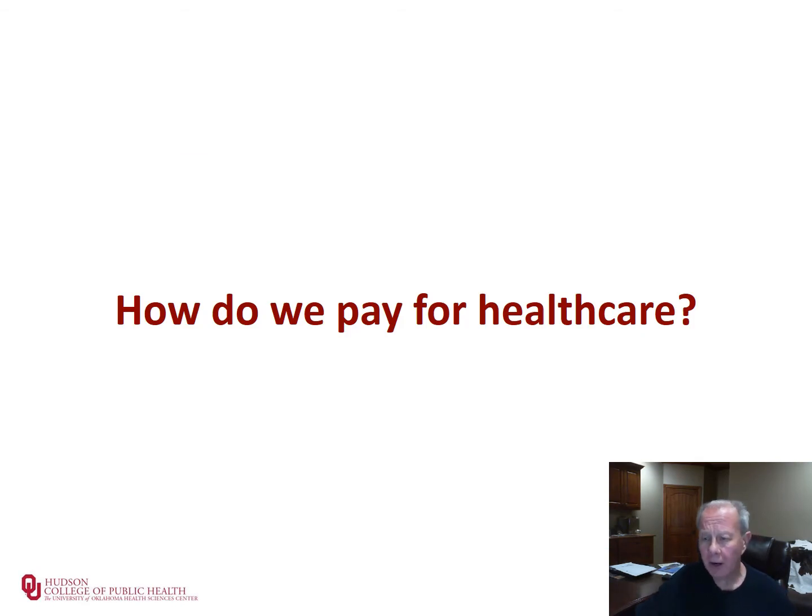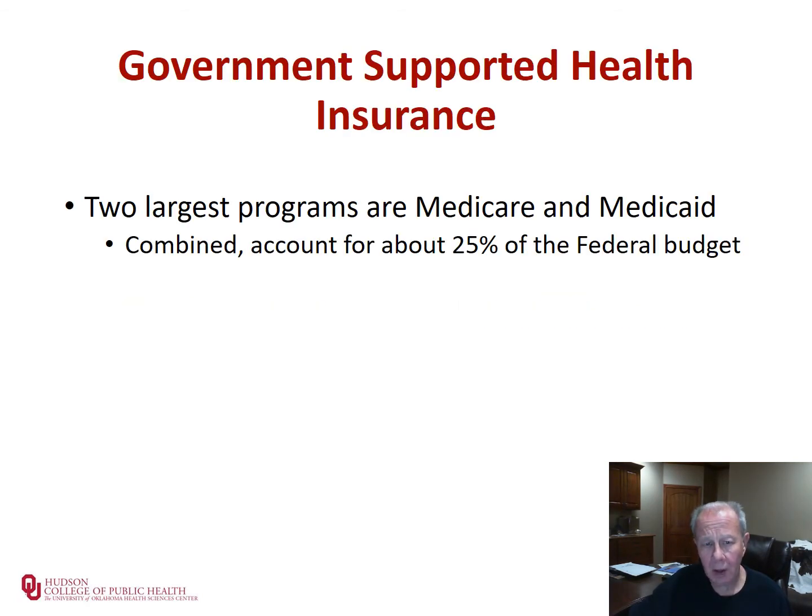So how do we pay for healthcare in this country? Now we'll get into the meat that's in chapter 11 of your textbook, and we'll talk about some of these issues on payment for healthcare. One of the first ways is government-supported health insurance, which has become one of the largest programs for health coverage in the United States. These two programs, Medicare and Medicaid, actually account for 25% of the federal budget. 25% of the entire government's dollars are spent on Medicare and Medicaid.